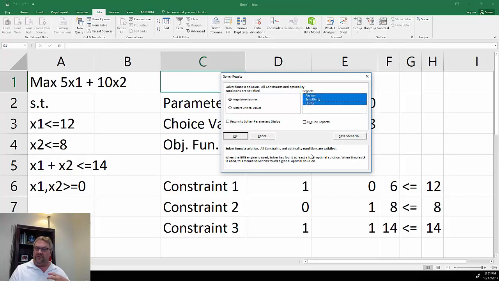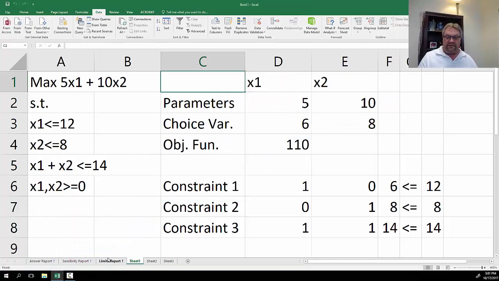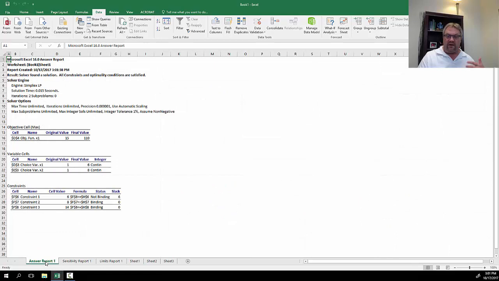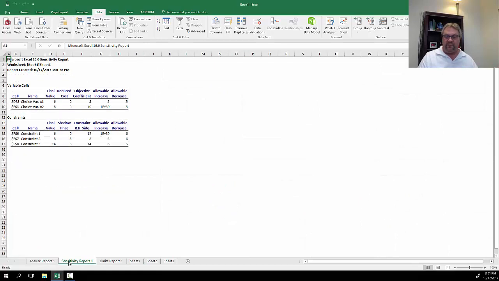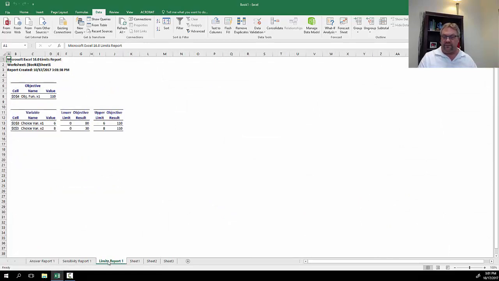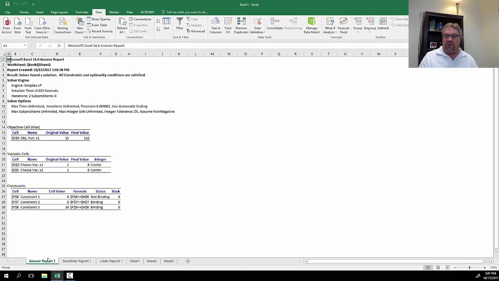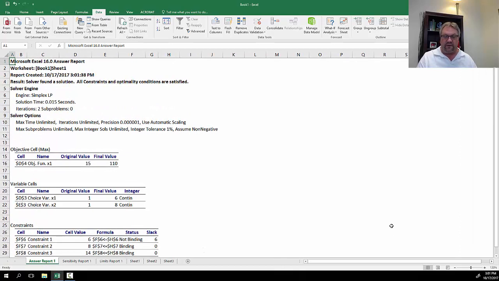these 3 reports. So Excel gives us these 3 reports. Now hit OK. And you'll look down at the bottom of my screen. Here they are. Excel will produce my answer report, my sensitivity report, and my limits report. So I want to go through all 3 of these with you. I'm going to start with the answer report.